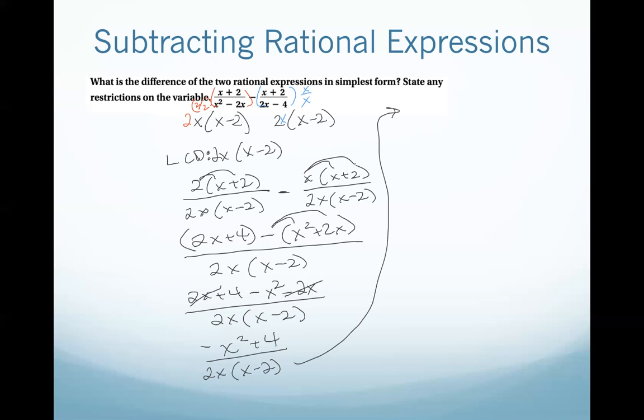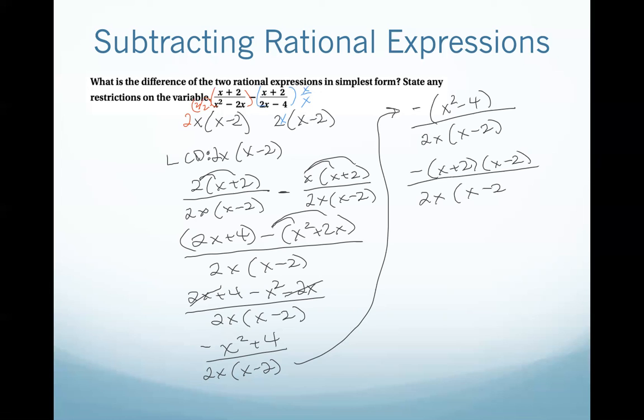Starting in the next column here, I'm going to factor the numerator. That's a negative 1 that I can factor out, leaving me x squared minus 4 divided by 2x times x minus 2. Now my numerator still has a difference of squares, so I can write that as x plus 2 times x minus 2. Don't forget the negative coefficient that's still there. 2x times x minus 2. Everything is factored, so now I can reduce, leaving me with negative quantity of x plus 2 divided by 2x.